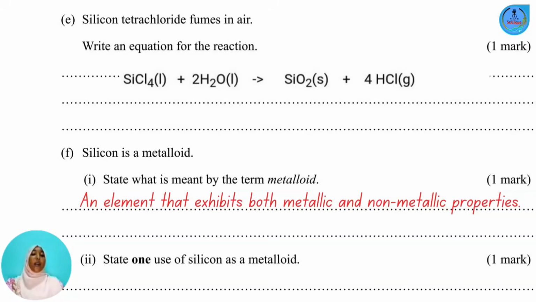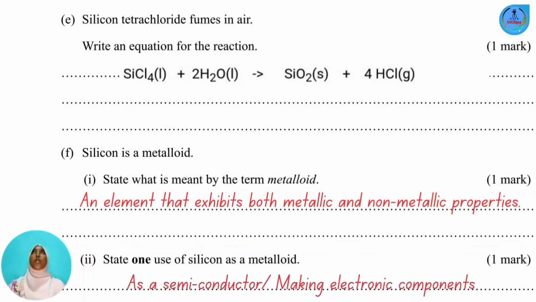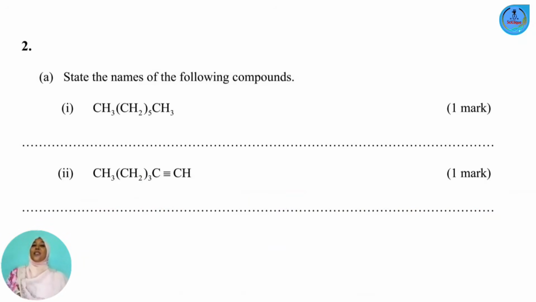Okay. Stage 1, use of silicon as a metalloid. It's used as a semiconductor, and it's also used to make electronic components like TVs, tablets, phones, etc. Okay, on to question number 2.